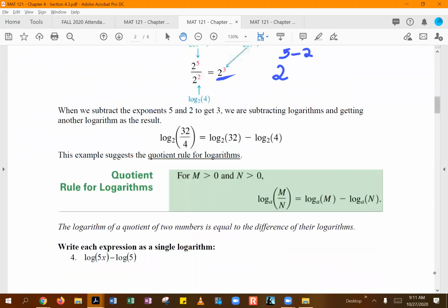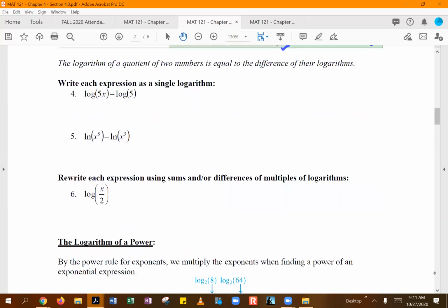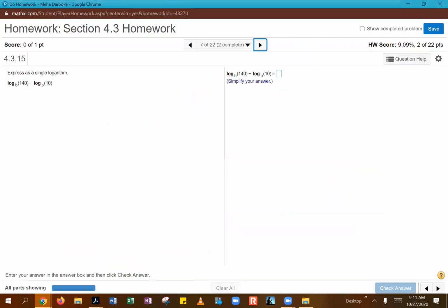So you can see with division goes subtraction. And so here the idea is you take the value on the numerator and that becomes part of the first logarithm. You take the value of your denominator and that becomes the second logarithm. So make sure this order is really important when you're working with the quotient rule. So when you have log of m divided by n with base a, log of m goes first minus log of n, and of course we keep the common base in this case.